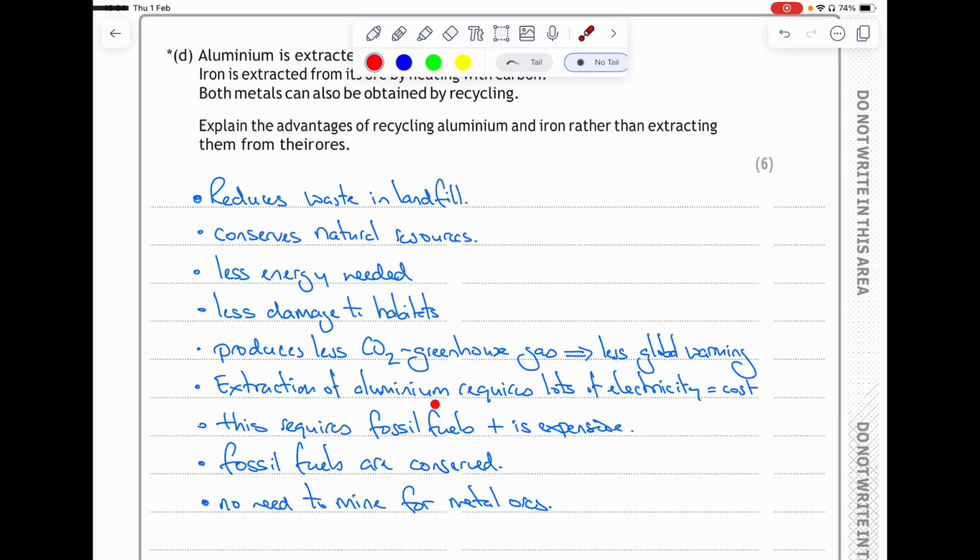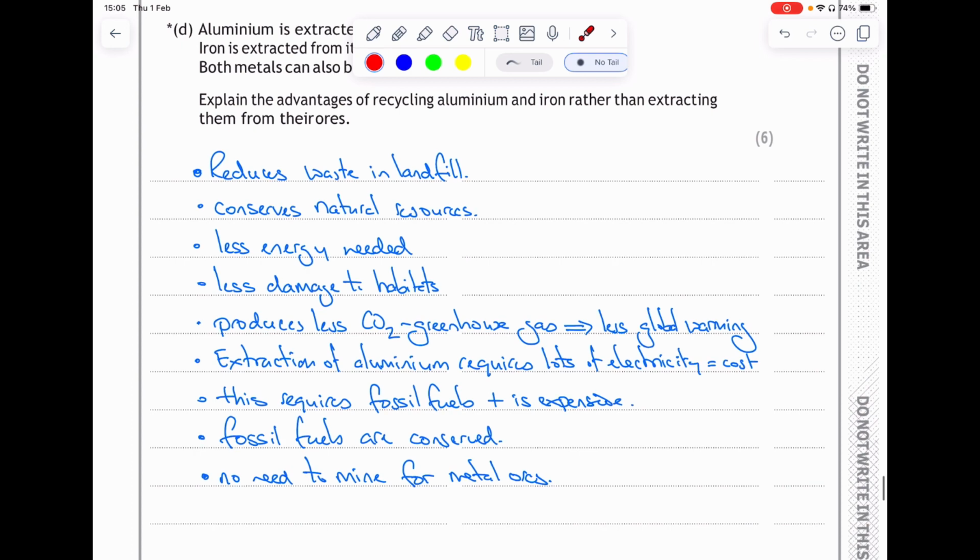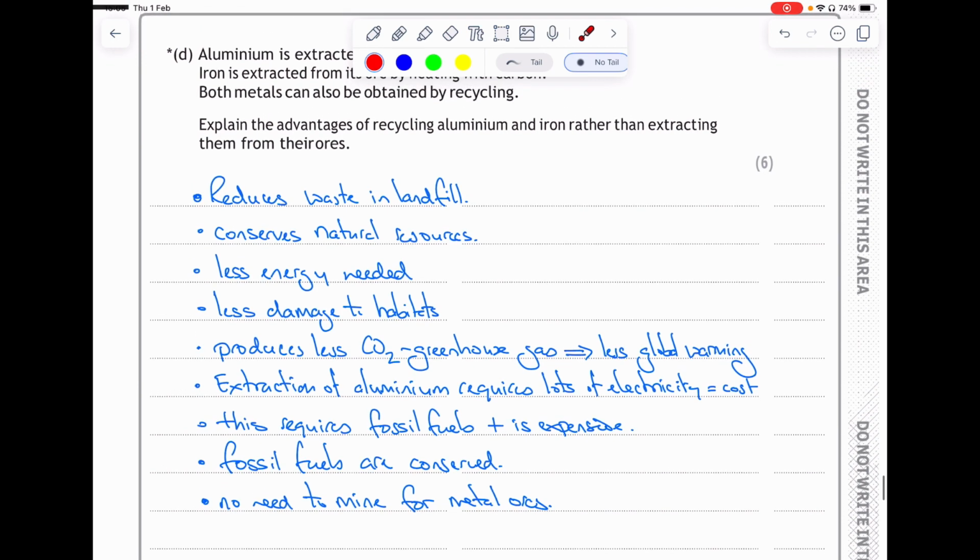Extracting requires a lot of electricity for aluminium, and again, electricity is very expensive, so there's a massive cost implication here. So it's cheaper to recycle. Extracting the iron with carbon, we're using heat, but we are using fossil fuels to generate electricity. So both of these processes are going to reduce the amount of fossil fuels needed. Fossil fuels can be expensive, so that's cheaper, and fossil fuels also are conserved because again they're a finite resource and they will run out. So there's a lot of bullet points here. What you would need to do is expand on these a little bit to include your response, and then construct a really strong response, get as many of these into your answer.